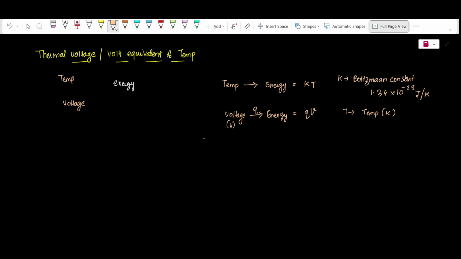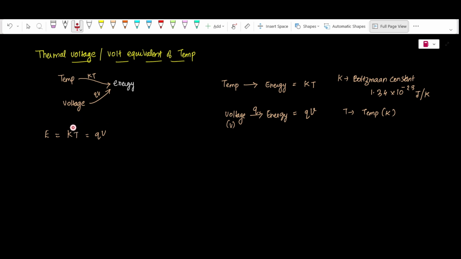So let's say that the temperature and voltage generate the same amount of energy. The energy by temperature is kT, and the energy by voltage is QV. Since they both produce the same energy, I can write kT is equal to QV, equal to that particular energy. So what does this relationship actually give you? Let's say temperature variation occurs.